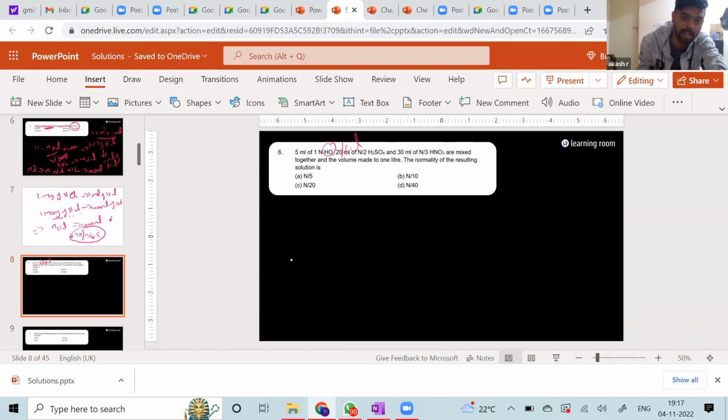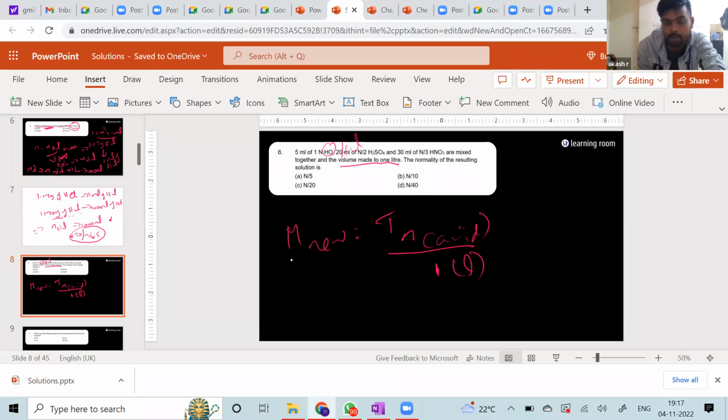Okay. Now again, guys, it's very simple. It's very similar to dilution only. It's just that we are mixing different solutions of different concentrations. So what will be the molarity? Total number of moles of acid, whatever the acids you have, divided by total volume. They're telling the volume is made to 1 liter. So we don't have to multiply by 1000 because it is in liters. So now all I have to calculate is the total number of moles, or total number of equivalents, of the acid.